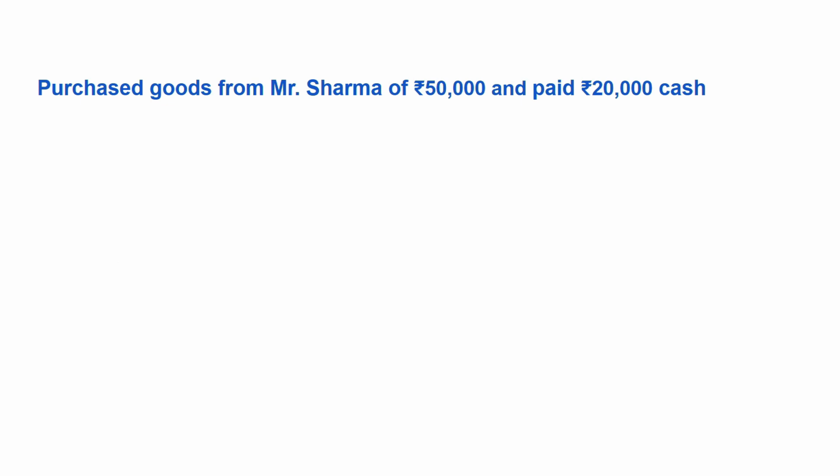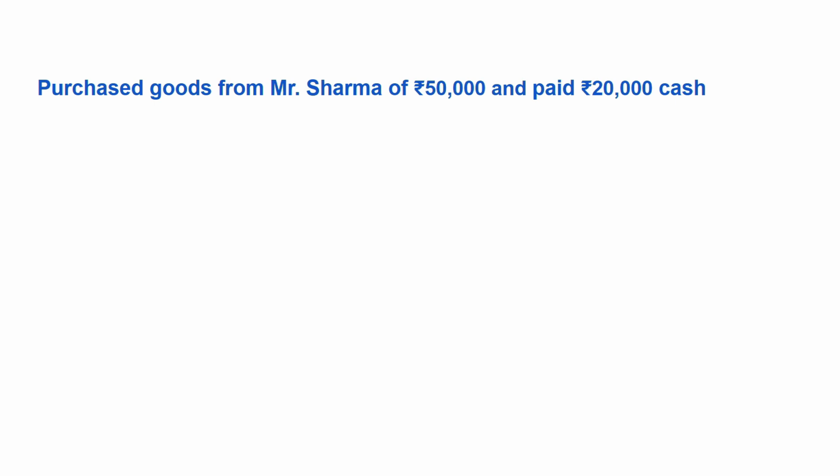Next, purchase goods from Mr. Sharma of 50,000 and paid 20,000 cash. Now here we have purchased the goods and we have paid also, but not fully. So it is partial payment. Here, three accounts are affected, that is purchase account, cash account, and Mr. Sharma's account. Why? Because purchased goods of 50,000, so it is purchase account. And we paid cash 20,000, so cash account is also included.